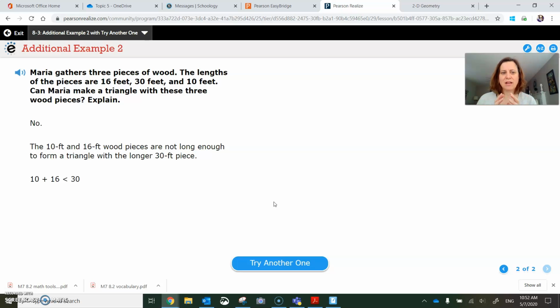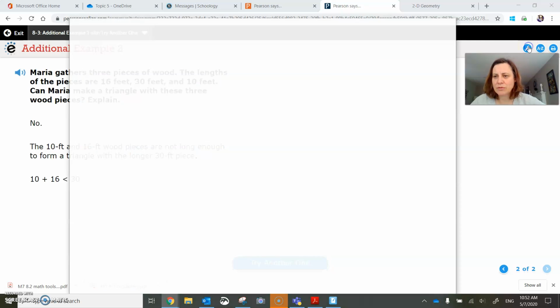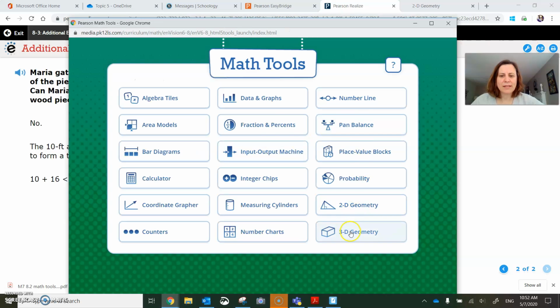Because when you add up the 2 short sides, it's not long enough to reach when you couple it with the third side. So I want to show you what this looks like if you use the software. We're going to go to the math tools. We're going to click 2D geometry, and it is a triangle, but we're going to be building this triangle.